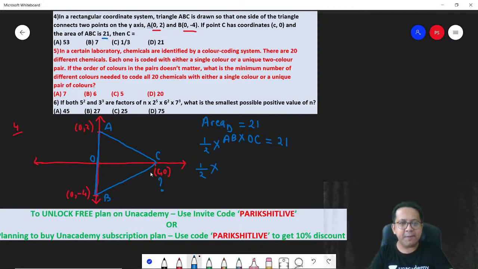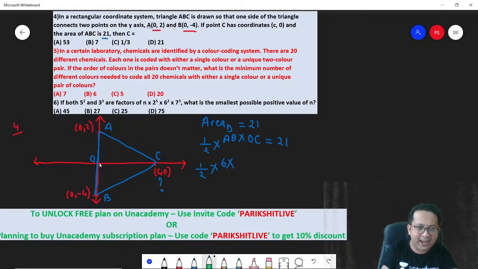How much is AB? AB stretches from -4 to +2, which is 6. How much is OC? OC, remember, is nothing but the x-axis. OC, if you are able to visualize, is nothing but the height of the triangle, which is this green line, this portion. What is this green portion? This distance is nothing but C. Into C is equal to 21. So can I say C is equal to 2 into 21 divided by 6 is equal to 7, and that's the answer. C is 7.